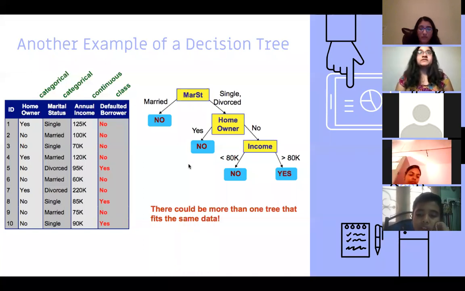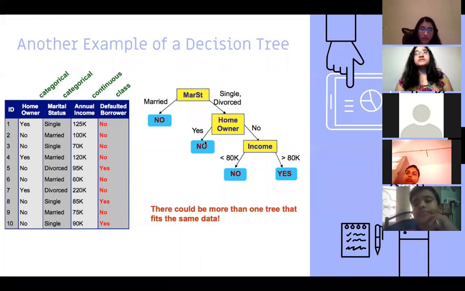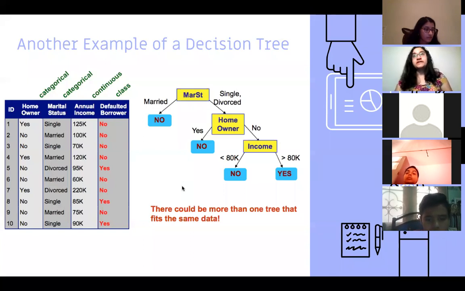So the first thing we would ask is, is this person married or not? If they are married, then we'll say no, they're not going to default. But if they're single or divorced, then we're going to go to another question, and so on and so forth. Are they a homeowner? Yes, then we're not going to assume that they'll default on a loan. And then if they're not a homeowner, then we're going to look at their income. And so essentially, you might say that the marital status is the first split, then the homeowner would be the second split, and income would be the last split.